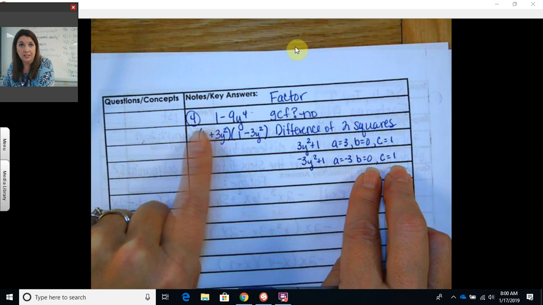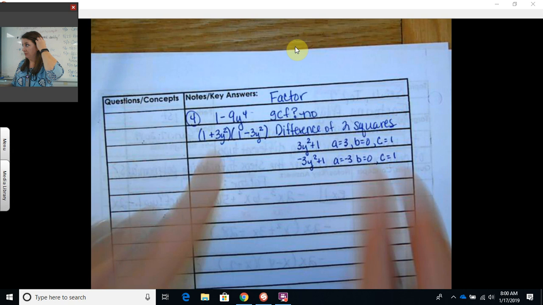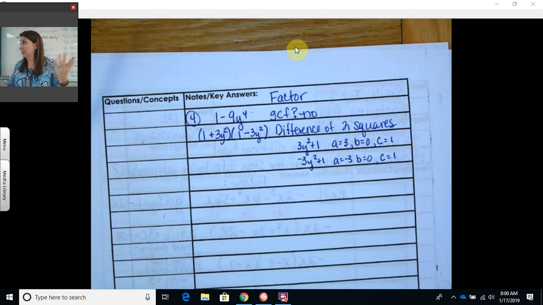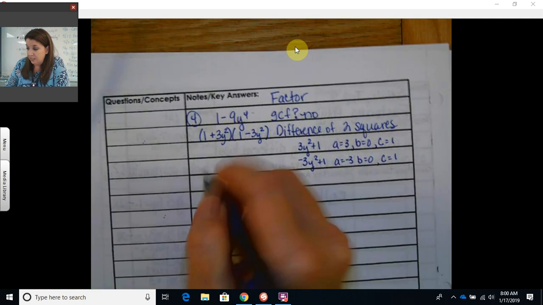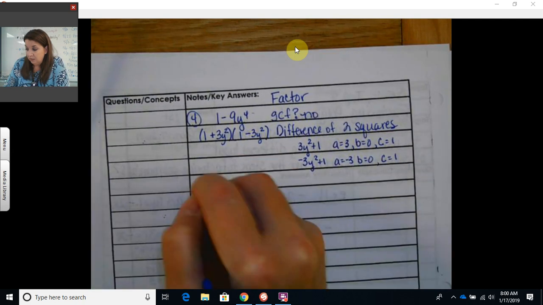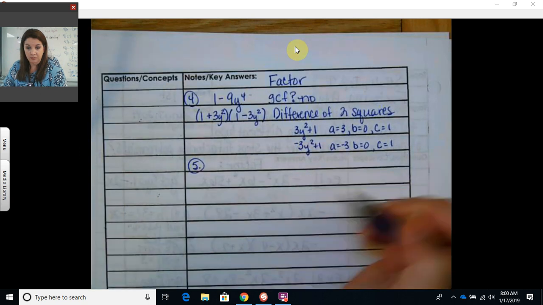If they were still factorable, we would need to do that. Okay? So that's my answer. Sometimes they're fast and easy, sometimes they're not. Example 5. I do have a lot of examples today, just because I want you to remember all these different types and get plenty of practice.